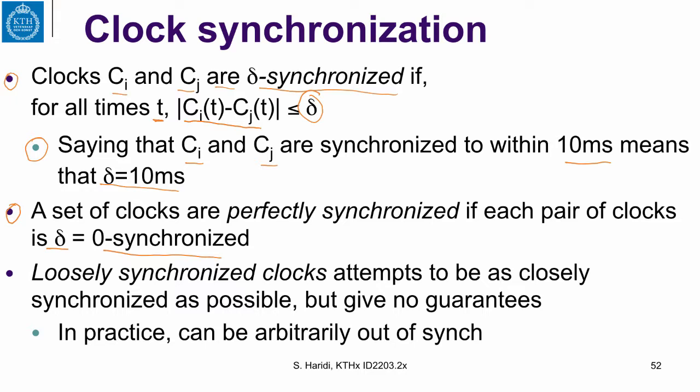Quite often you see in many systems the notion of loosely synchronized clocks. Many systems use loosely synchronized clocks. Loosely synchronized clocks attempt to be as close as possible to synchronized clocks, but they do not provide a guarantee. This is very important. No guarantee is provided. Which means that they can diverge arbitrarily. It's just, in the best cases, they are somehow synchronized. So in practice, they can arbitrarily be out of sync.